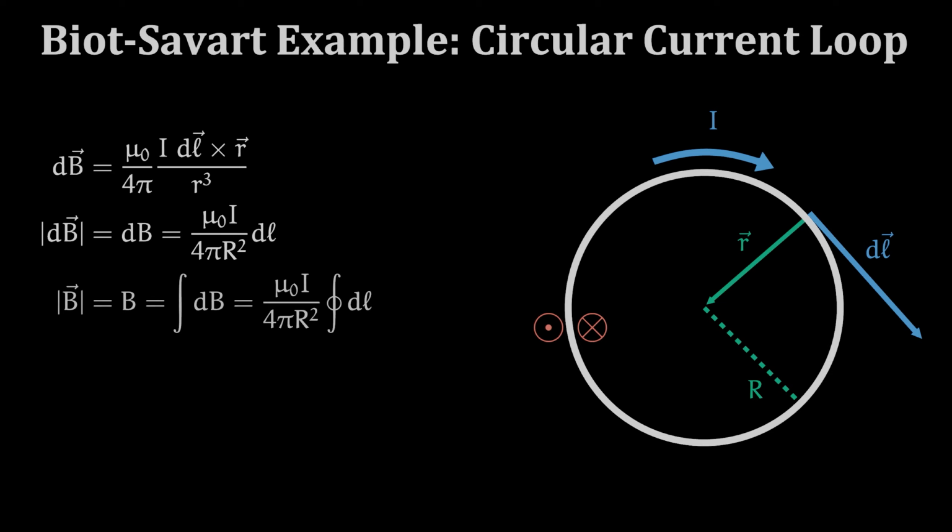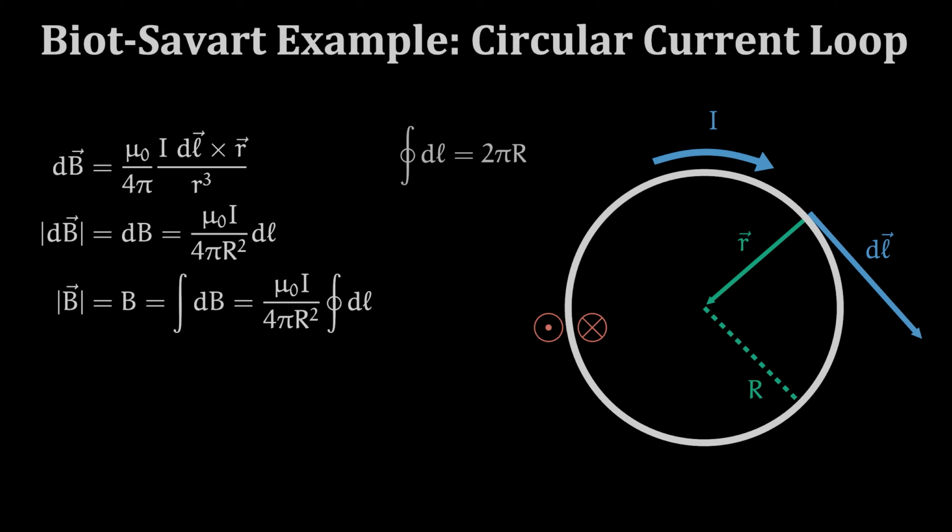This integral is really simple. All the integration is telling us to do is start at one point of the circular current loop, walk along the loop until we get back to where we started, and report how long that was. This is just a fancy way of saying the circumference of the circular current loop.